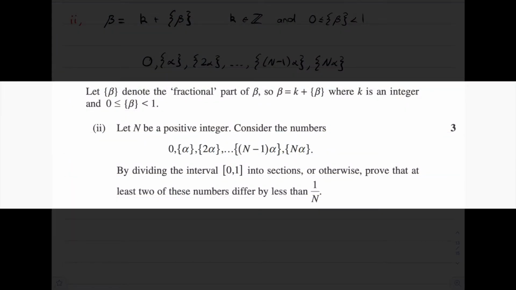Let curly brackets beta denote the fractional part of beta. So beta equals k plus curly brackets beta, where k is an integer and the fractional part of beta is between 0 and 1, but not including 1. Part 2. Let capital N be a positive integer and consider the following numbers: 0, fractional part of alpha, fractional part of 2 alpha, all the way up to the fractional part of N alpha. By dividing the interval 0 to 1 into sections or otherwise, prove that at least 2 of these numbers differ by less than 1 over N.